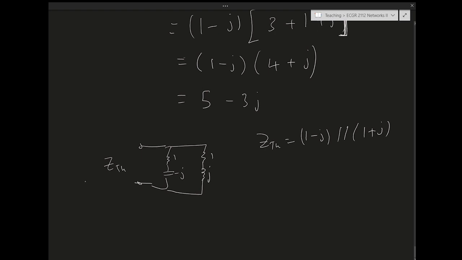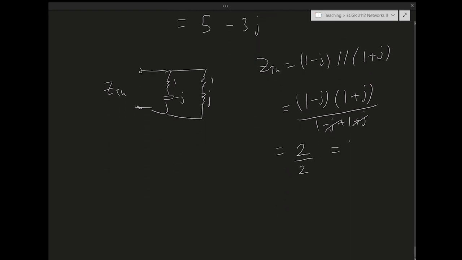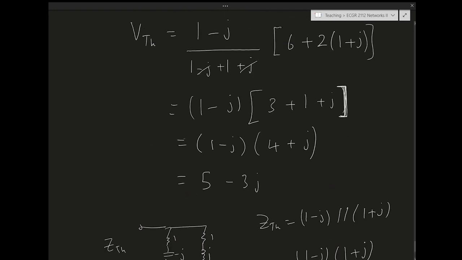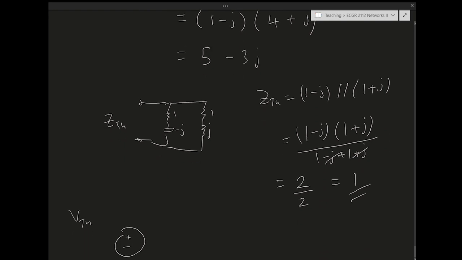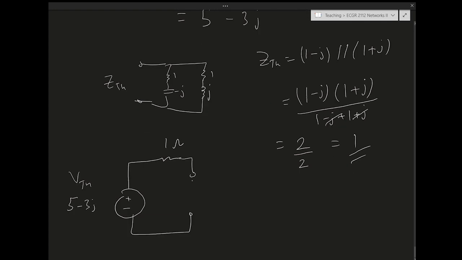We've already done this. This is 1 minus J times 1 plus J over 1 minus J plus 1 plus J. So this becomes 1 squared plus 1 squared, which is 2, over 2. So this Z Thevenin is 1 and it's real, so it's resistive, right? So the equivalent circuit now becomes V Thevenin, which we found to be 5 minus 3J, and Z Thevenin is 1 ohm, right? And this whole thing now is connected to the 1 ohm.